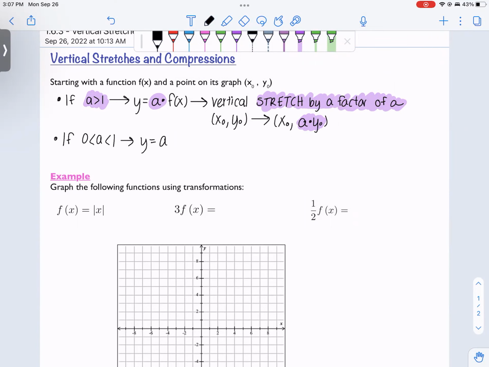Mistakes and all. All right, y equals a times f of x. It's the same thing, but what we're saying now is that the value out front is between 0 and 1 as opposed to being greater than 1. Let's just make an assumption that the a value we're talking about is positive. We'll talk about what happens if it's negative in a later section. Anyway, if you take that a value out front and multiply it by the function and it's between 0 and 1, instead of stretching it, it's going to compress the graph.